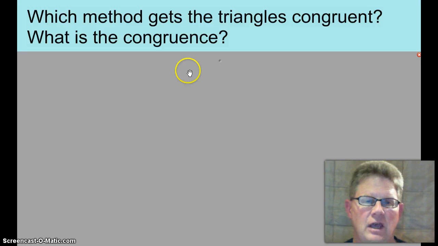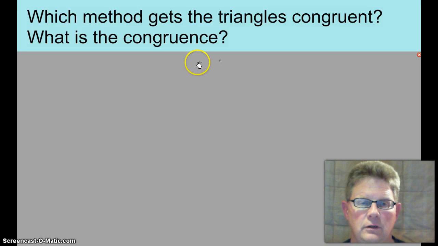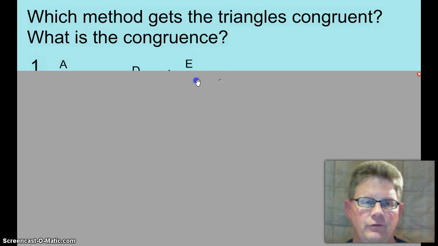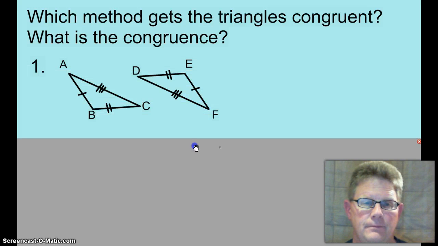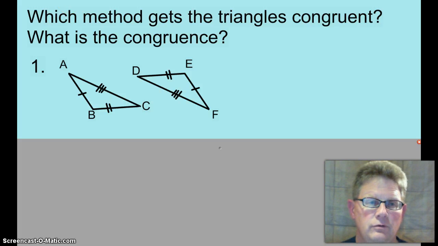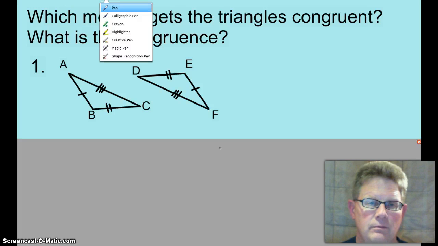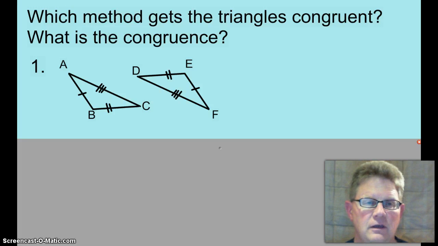Alright, we're going to investigate which method gets the triangles congruent, and then what is the congruence? They're asking you to write a congruence statement. So let's look at the first one. I see three sides of one triangle congruent to three sides of another triangle. So I think that those triangles are congruent using side, side, side.